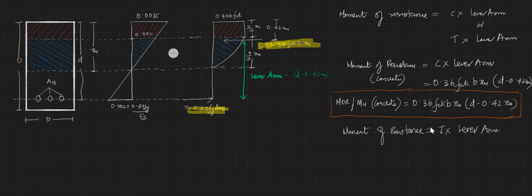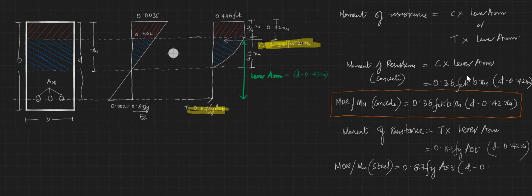Similarly, with respect to steel, I could write the moment of resistance as T into lever arm. Here what is T? T is the tensile force, that is 0.87 fy Ast, into lever arm, which is d minus 0.42 xu. Which means the moment of resistance, or Mu with respect to steel or reinforcement, I could write as 0.87 fy Ast into (d minus 0.42 xu).